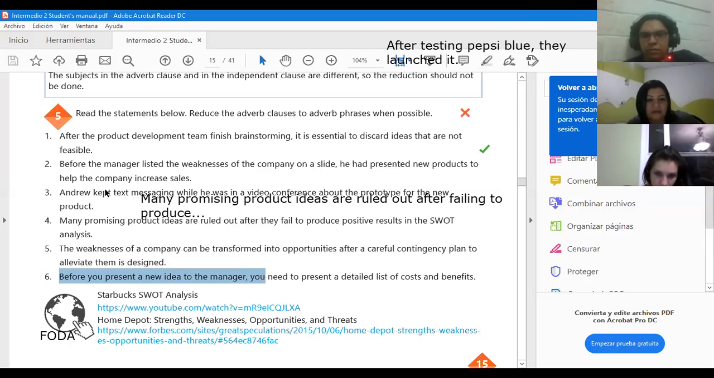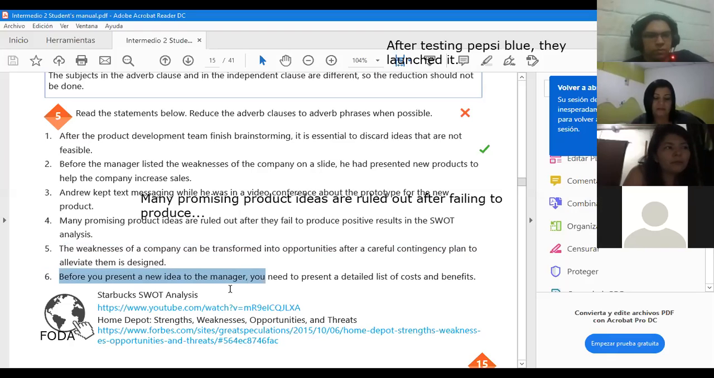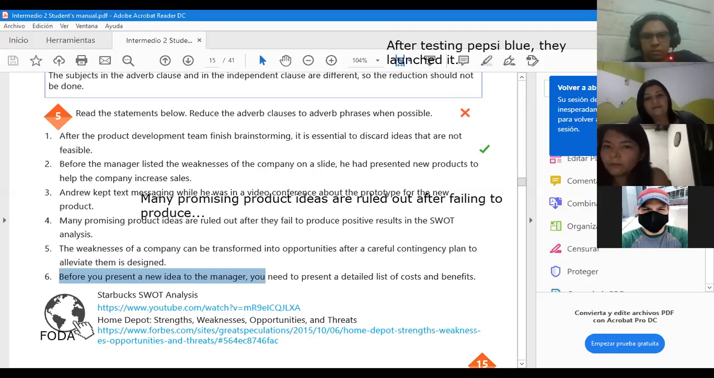All right, let's read this one, please. Number six, and then we are gone. Please go ahead. Before you present a new idea to the manager, you need to present a detailed list of costs and benefits. All right, well, let me ask you, can we reduce this one? Yes, we can. Before presenting. Good. All right, yeah, good. Well, let's do it. If we can, let's do it.